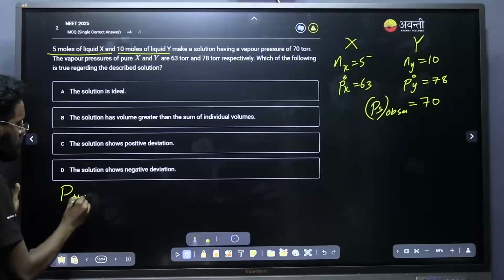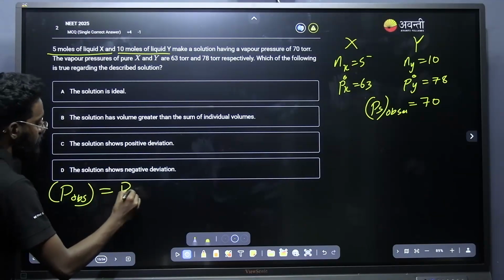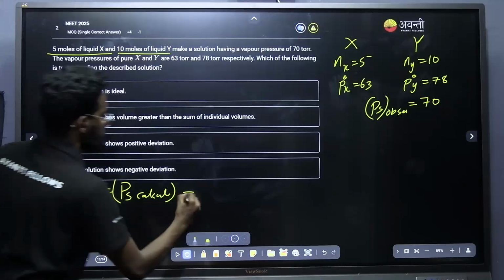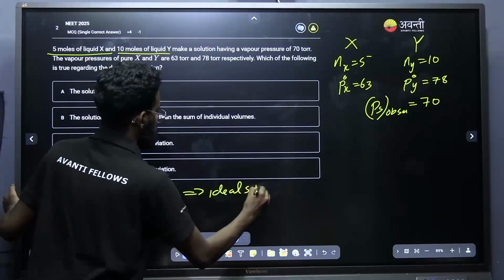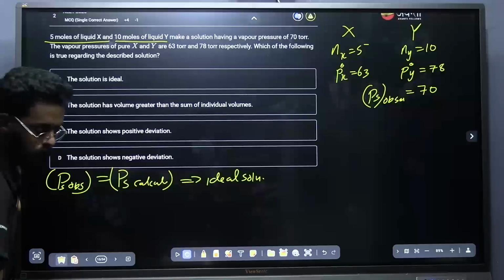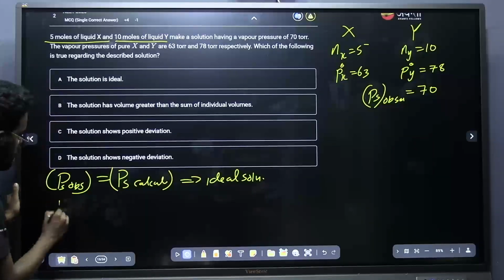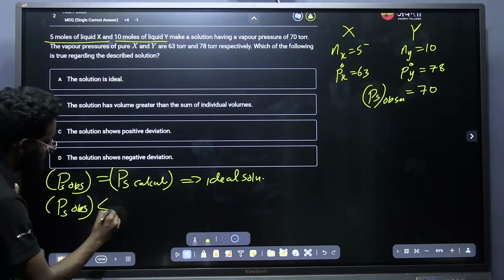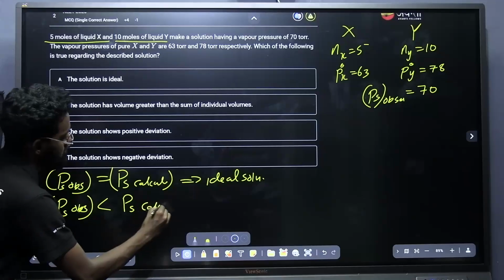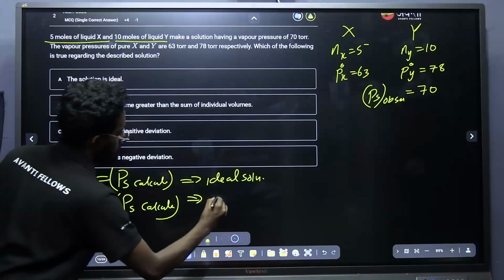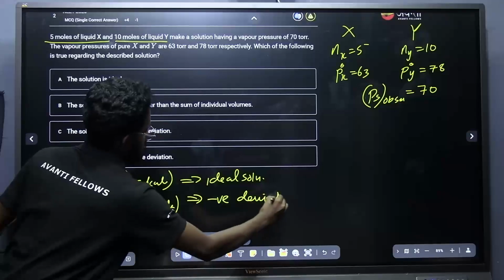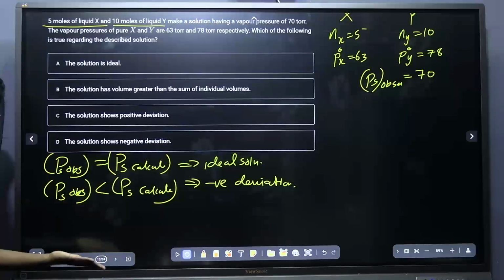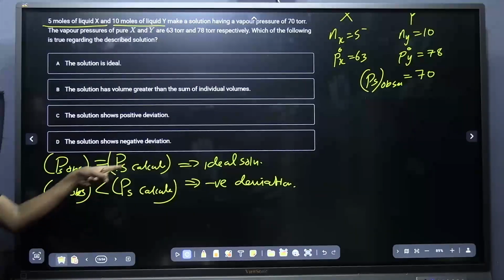If PS observed is equal to PS calculated, then it is an ideal solution. If PS observed is lesser than PS calculated, then it is negative deviation. That is, the observed one will be lower than the ideal one. The ideal one is what? The calculated one.